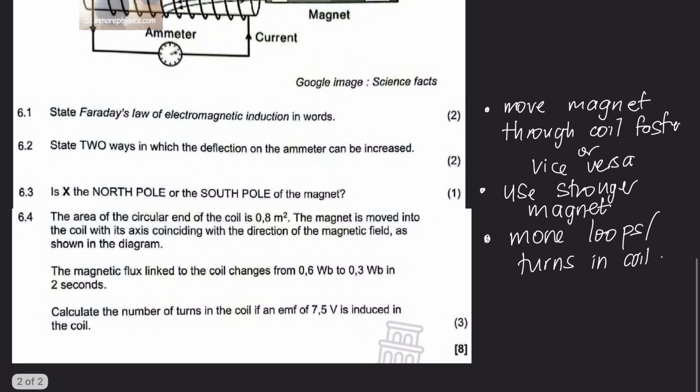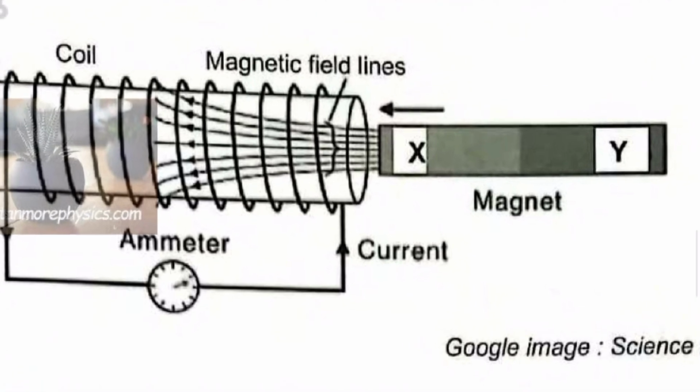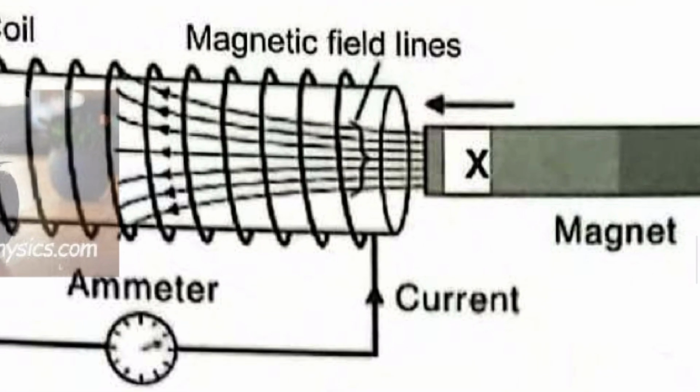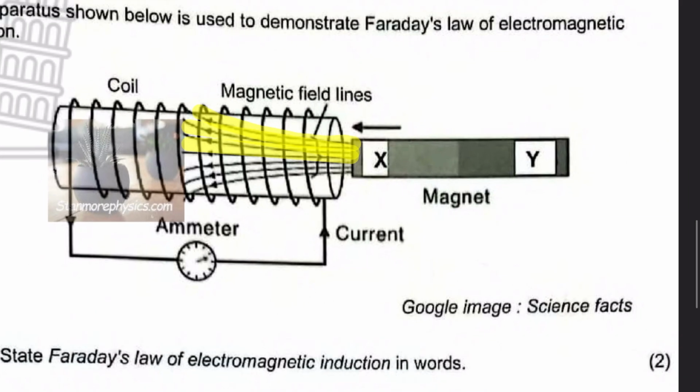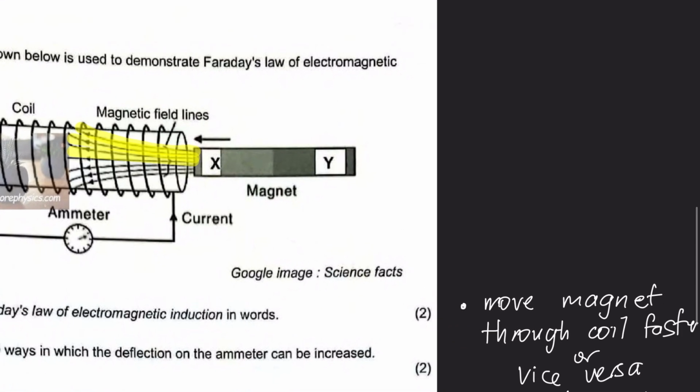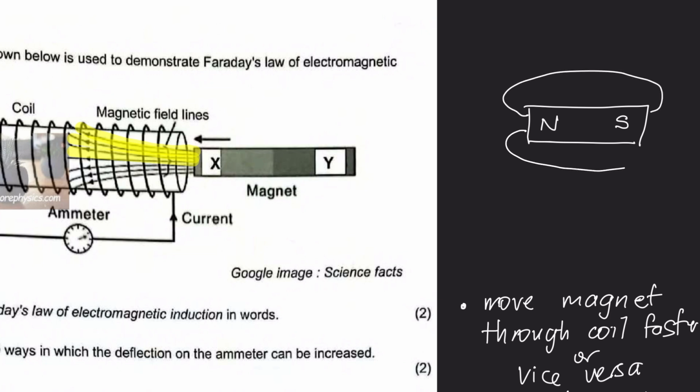Okay. Question 6.3, is X the north or south pole of the magnet? So what we need to look at is we need to look at these lines. See, they've drawn these lines for us, right? And we know from years past that if you have a magnet, you have the north end of the magnet and you have the south end of the magnet, and of course there are magnetic field lines around the magnet.